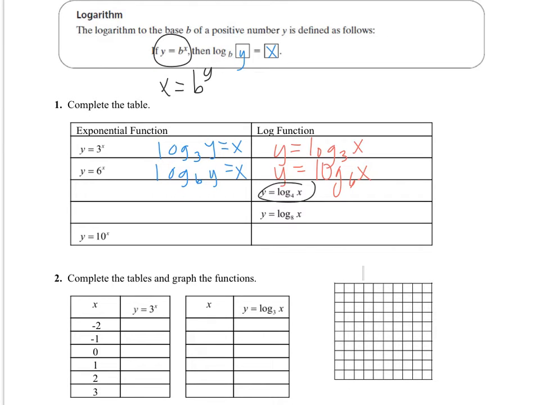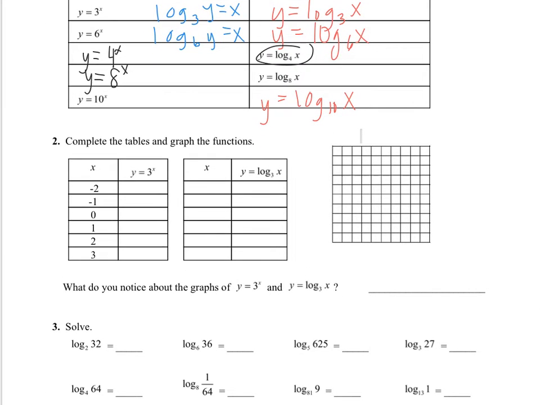This one is going to be y equals 4 to the x as the inverse. And this one's going to be y equals 8 to the x as the inverse. And this one's going to be y equals log base 10 of x.